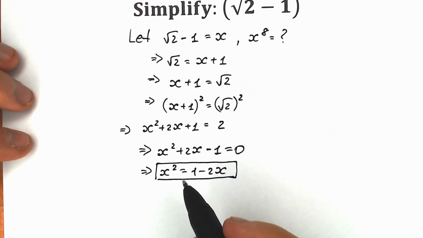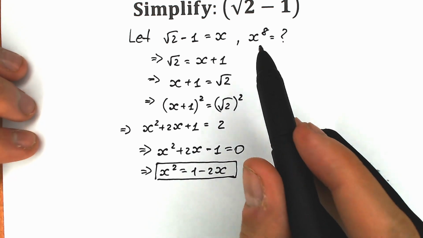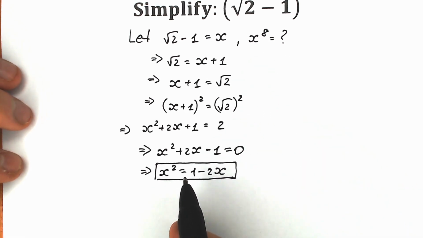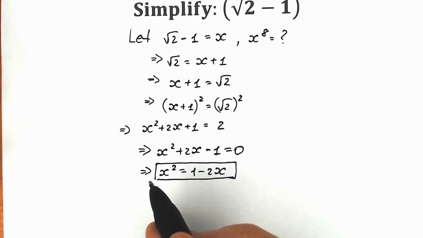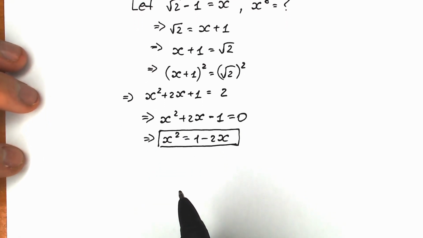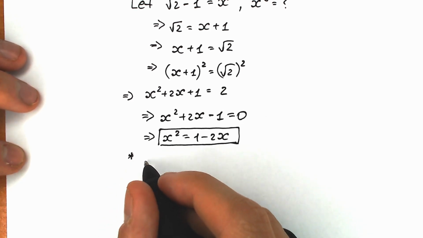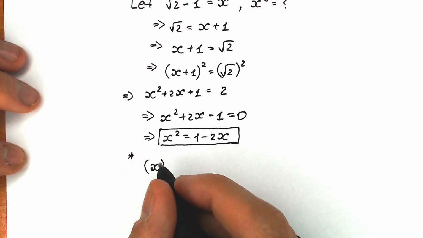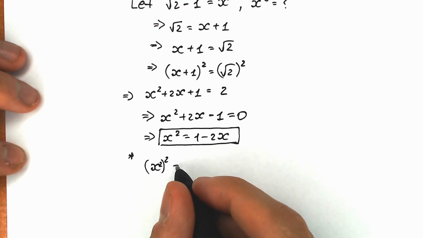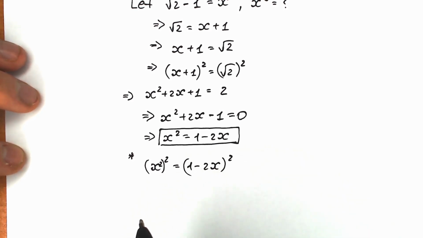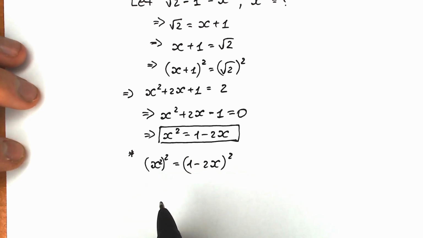Okay, so now we are getting closer and closer to x to the 8th power. How can we do this? Of course, we can easily raise both sides to the 2nd power, and then on the left side we will have x to the 4th power. So let's square both sides. As a result, we have x squared, we square it, equals 1 minus 2x, which we also square. As a result, right here we have x to the 4th power.